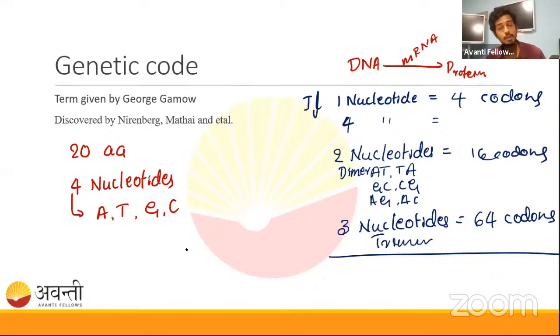How we told that trimers or the genetic code is made up of 3 nucleotides is by mathematical calculation. That also tells you why biology also needs a little bit of maths, right? So this is the thing. 20 amino acids, 4 nucleotides, and it will be divided in this particular way.